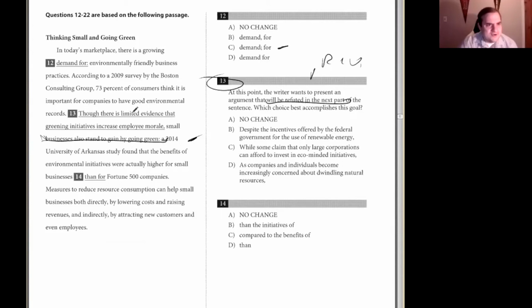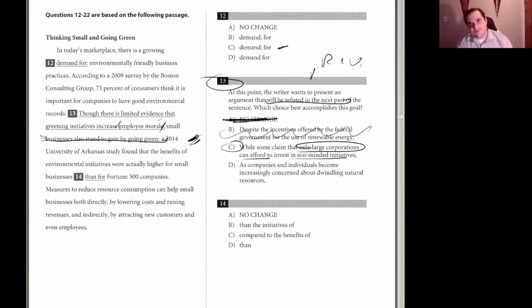So although there is limited evidence that greening initiatives increase employee morale, well, no. When on earth are we talking about employee morale? No. Despite incentives offered by the federal government, this has absolutely nothing to do with the federal government. While some claim only large corporations can invest. Oh yeah, that's what it is, right? That's what we're refuting, because it's talking about the benefits of small businesses.